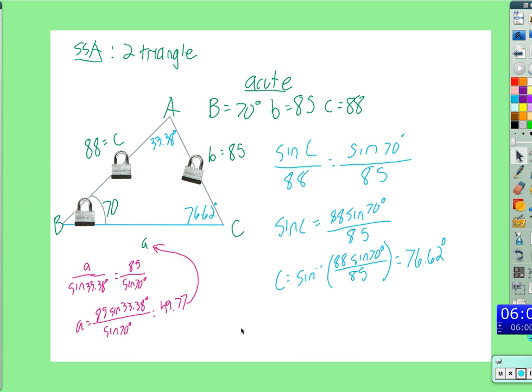Not looking at me, looking at the board. Think about the things that were given in the beginning: 70 degrees, 88, and 85. How could I tell? Since there is a triangle, it is possible; this side is not too short. It is long enough to come down and make a triangle. How can I tell if there's a second triangle possible?